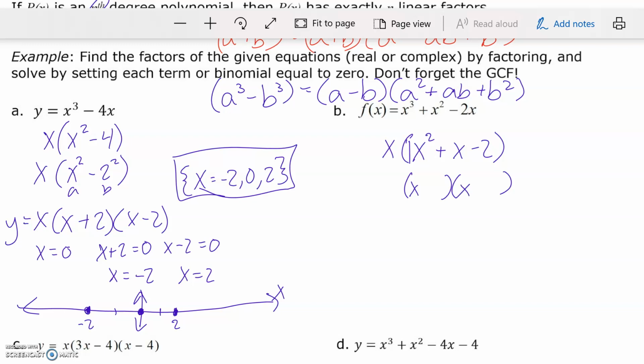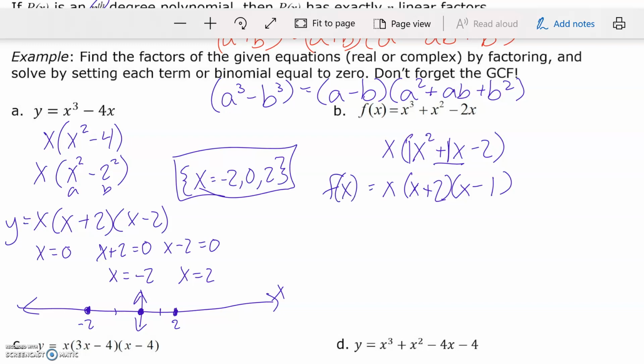We would ask, what are the factors of negative 2 that multiply to give us negative 2 but add up to give us positive 1? That's going to end up being 2 and 1, but we need a positive 2 and a negative 1 in order for that to subtract out to just positive 1. Now we have our three terms.